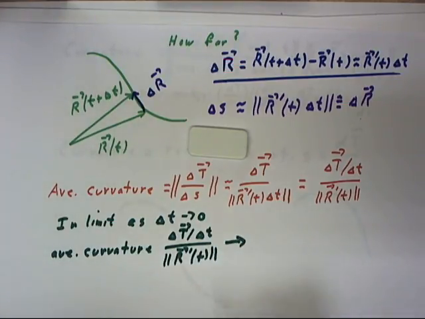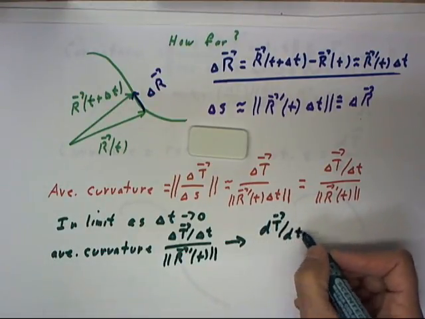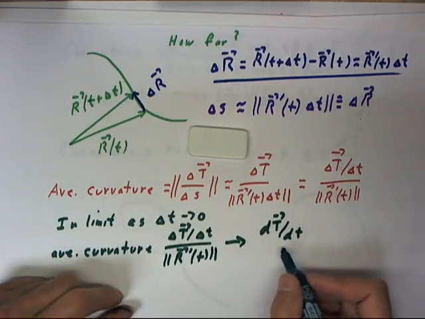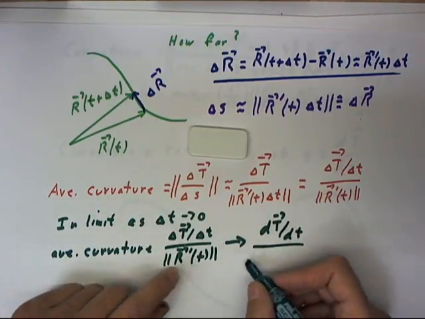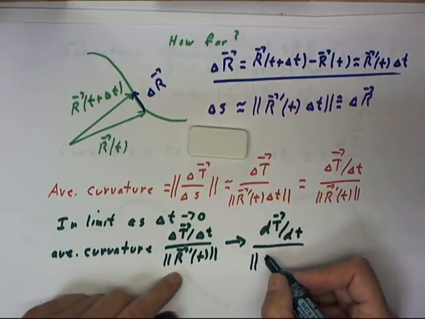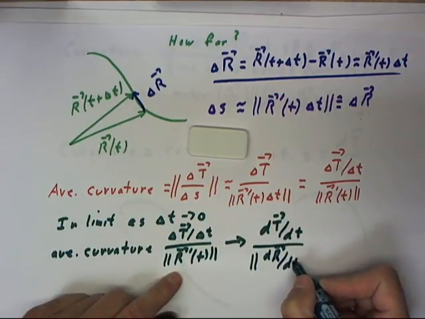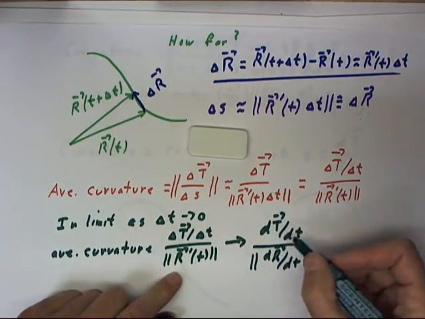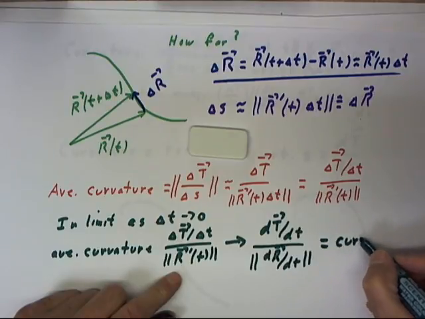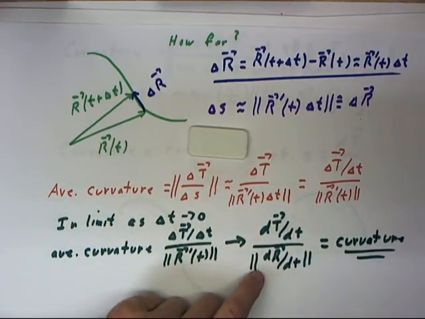approaches the time derivative of our unit tangent vector, something we know how to calculate, over the magnitude of r prime of t, and instead of the prime, just to have a consistency in the notation, we know that r prime of t is dr/dt. So that this is what we're going to call our curvature, or our instantaneous curvature, or dT/dt divided by dr/dt.